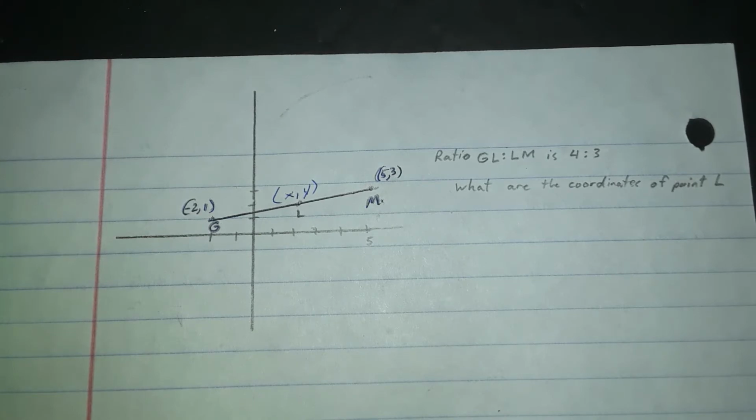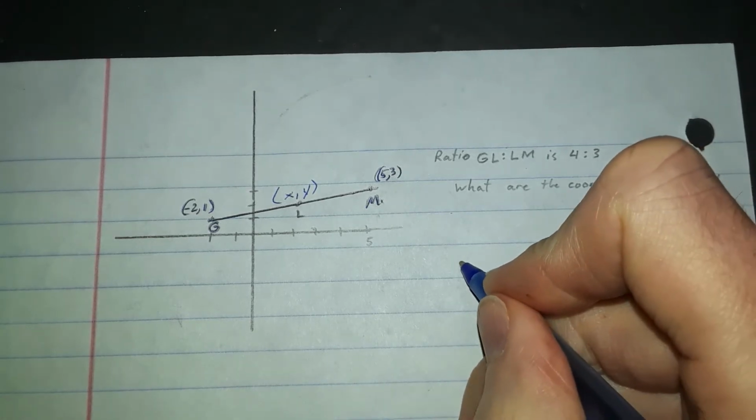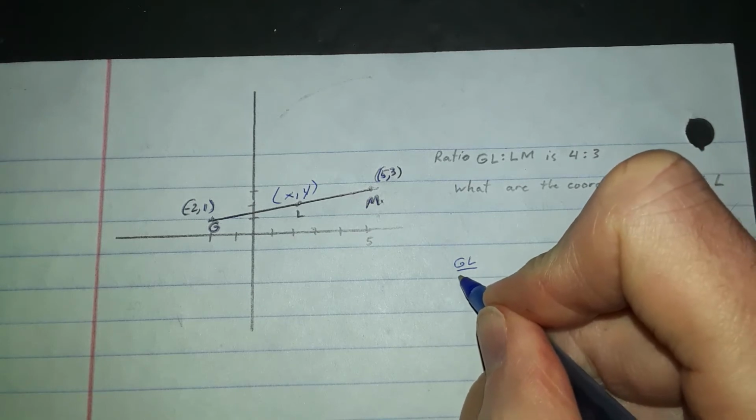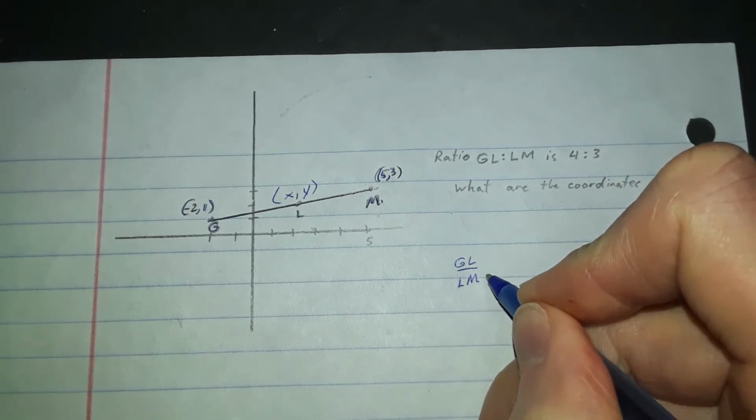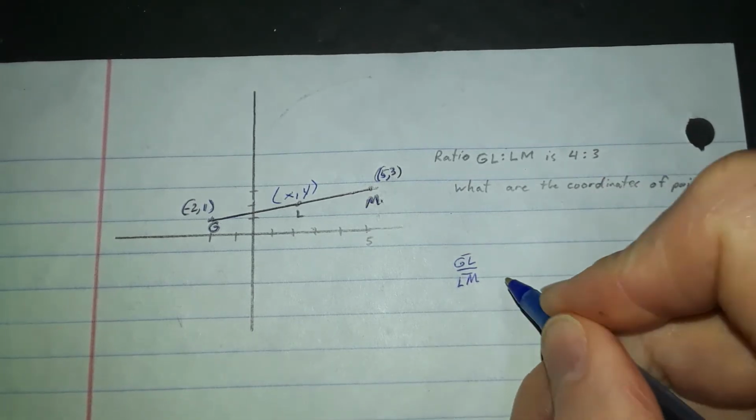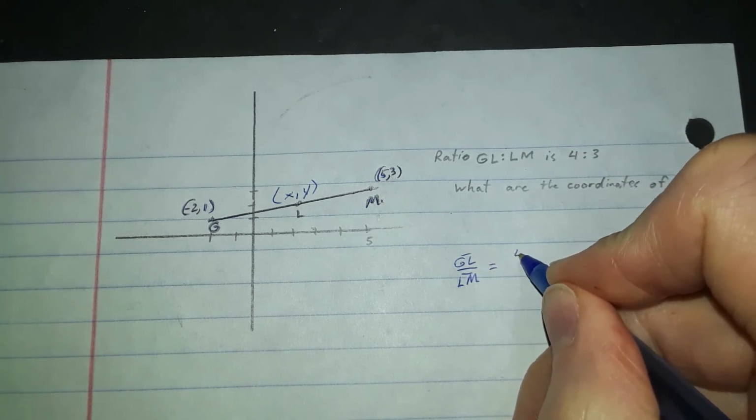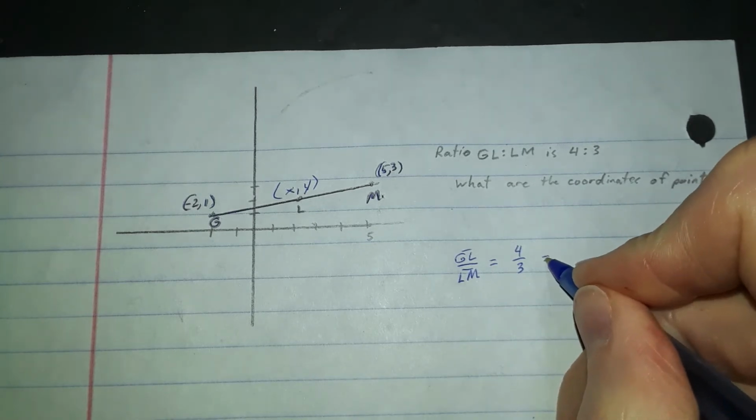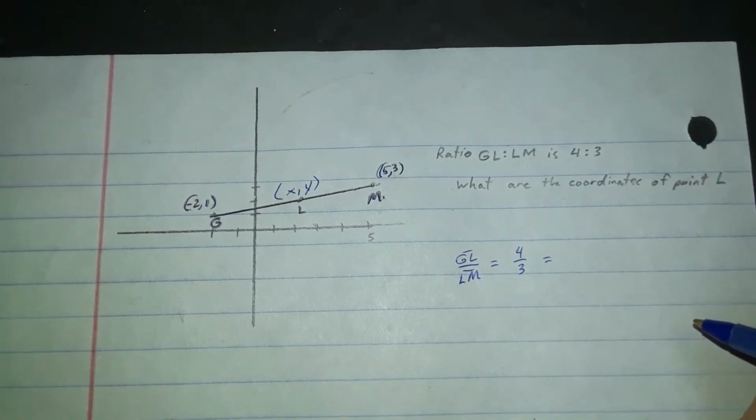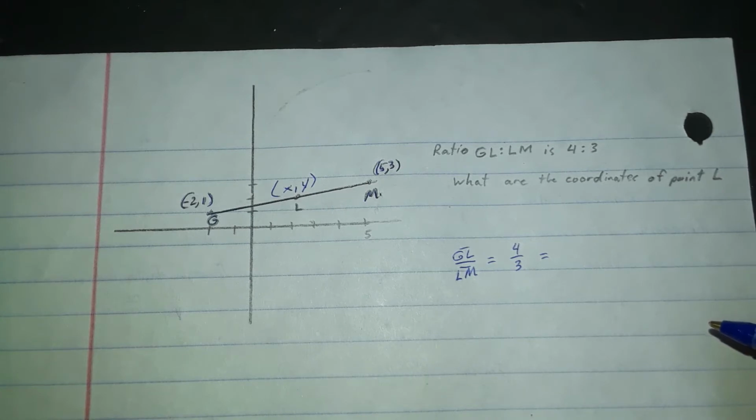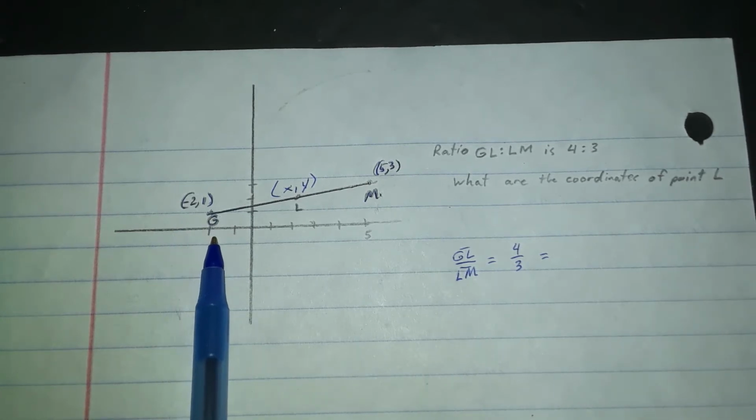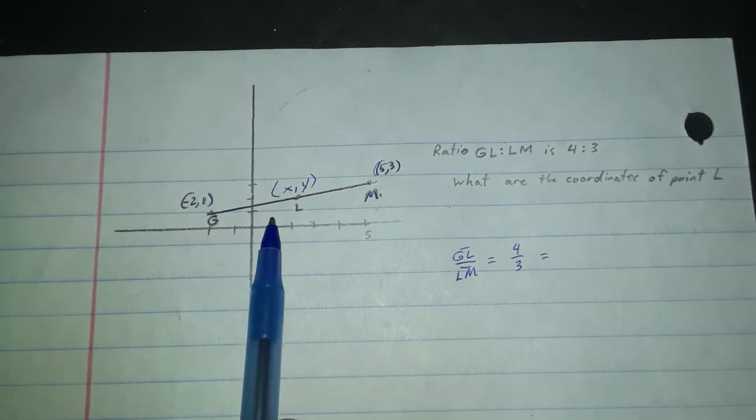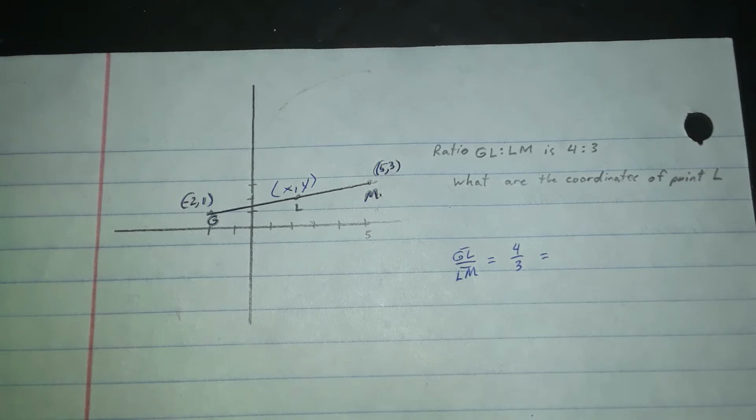So the first thing that we're going to have to do is set up a fraction GL over LM. These are segment lengths, and it's going to have the proportionality of 4-3. And we're going to create another proportionality here involving just the x values first. So when we look at our diagram, we have to ask ourselves which is going to have the biggest x value, and then we're going to subtract the smaller x value from that.